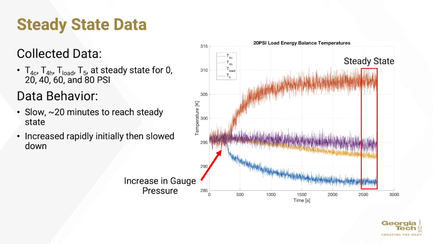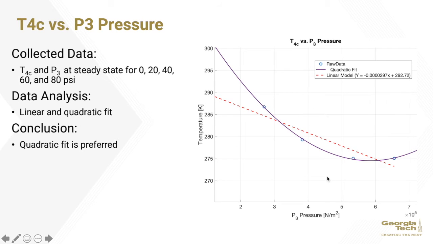The steady-state data extracted from each of the 0, 20, 40, 60, and 80 psi pressure trials was used to identify trends in the measured temperature, mass flow rate, and the motor angular velocity parameters of the system. Average steady-state values of temperature, mass flow rate, and motor angular velocity for all pressure trials were plotted against the P3 pressure just before the vortex tube. A plot of the T4C temperature located between the vortex tube and the load is located on the right.